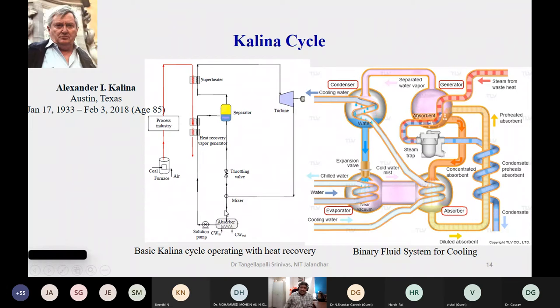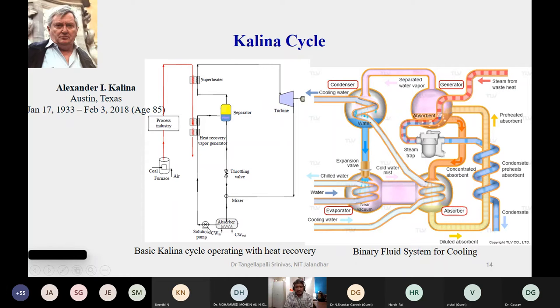The concentration is decreased, and then compared to the weak solution, the concentration is increased. But compared to this turbine mixer, the concentration is decreased. This solution is called a strong solution. The remaining is as usual, that is heat addition and expansion and heat addition.